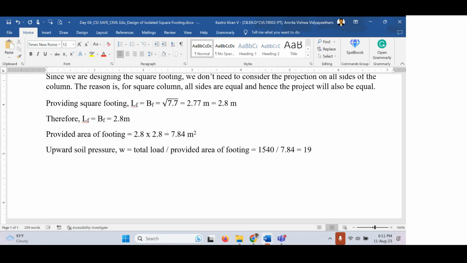That will become 196.43 kilonewtons per square meter. Okay, kilonewtons per square meter. So that's how we can calculate the upward soil pressure.